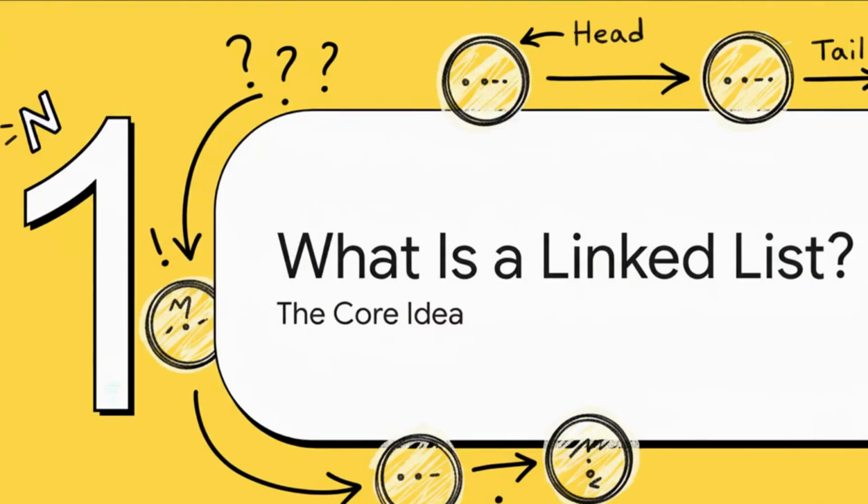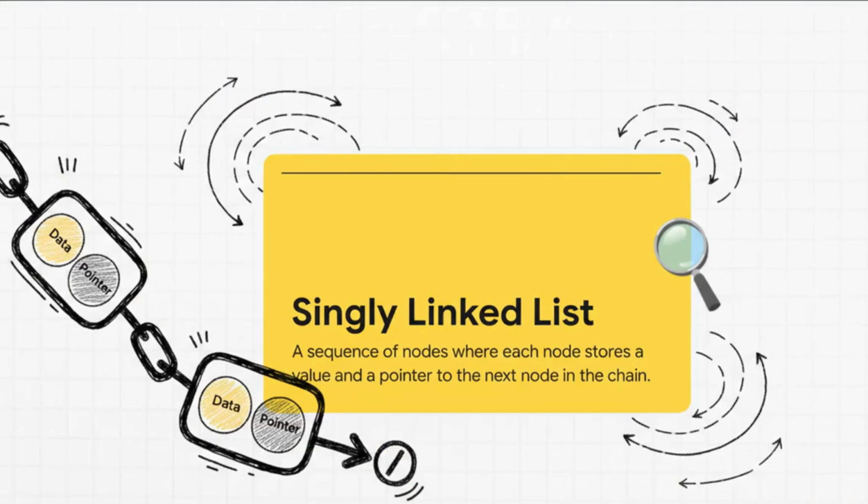We'll start at square one. What exactly is a linked list when you get right down to it? It's actually way simpler than it sounds. Just picture a chain, that's it. Each link in that chain is what we call a node, and every single node is only holding two things. First, some piece of data, we call that the value, and second, a pointer. Think of the pointer as just an arrow that points you to the very next link in the chain.